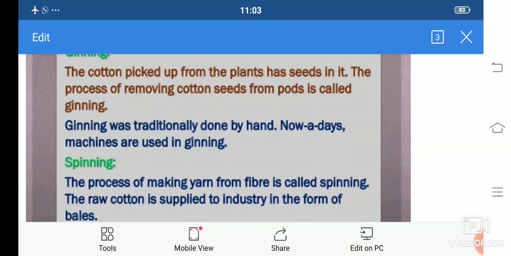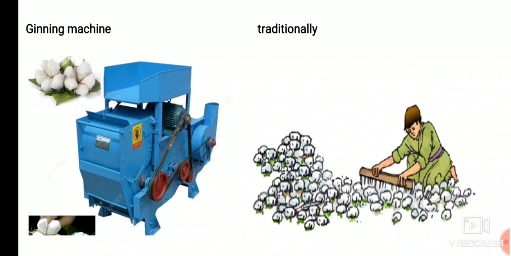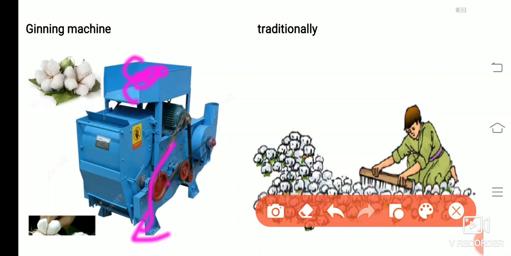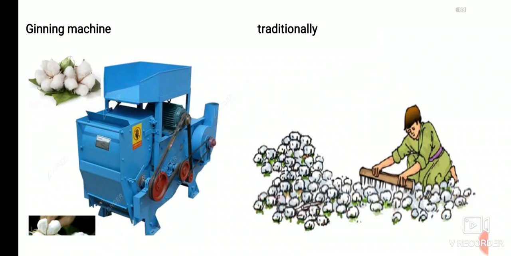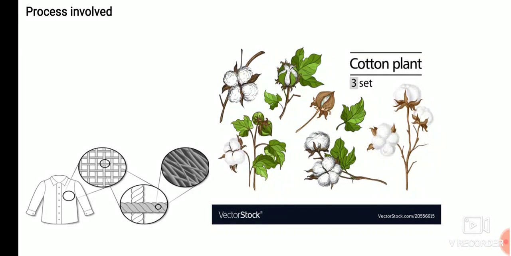Ginning was traditionally done by hand. Nowadays, machines are used. You want to see the machines? This is the ginning machine. From here they put the cotton balls, and the cotton seeds are separated out, and cotton is separated from the cotton balls. Earlier, this method was used, by which they could separate the seeds from the cotton ball. Clear?